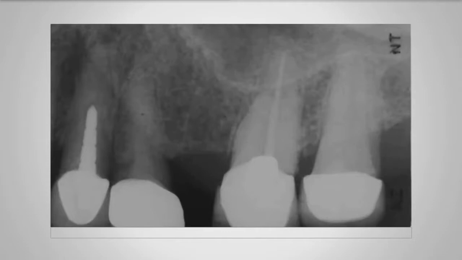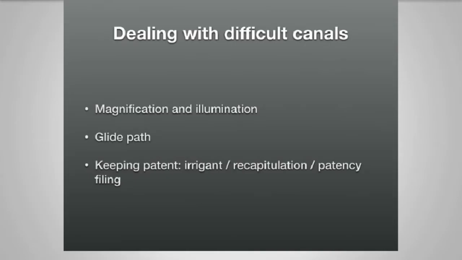So how do we then deal with these calcified canals? And this is the next stage, dealing with difficult canals. Again, we need our magnification and illumination so that we can see where we're working. And the critical thing with sclerosed canals is to make sure you've got a really good glide path, something that your rotary or reciprocating instrument can follow. This needs to be patent to at least a size 10, size 10 hand file.